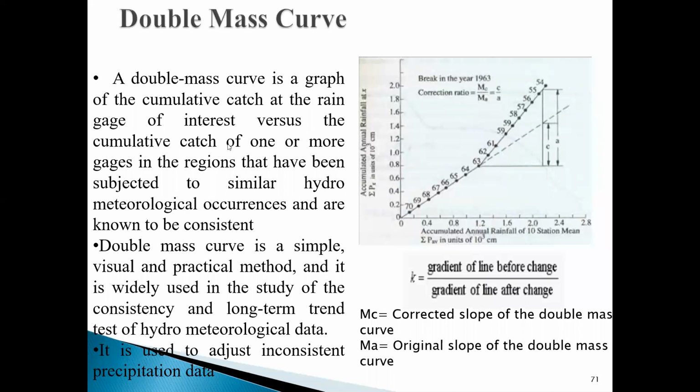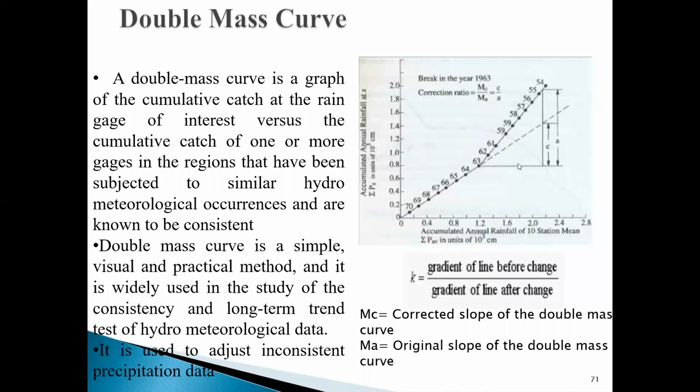So in the examination, you may have a question like this: how do you test the consistency of rainfall recorded at a particular rain gauge station? Or, how do you adjust the rainfall record at a particular station and check the consistency of the rainfall record? Then you need to use the double mass curve analysis. This double mass curve analysis is nothing but a plot of accumulated or cumulative annual rainfall at station X versus concurrent cumulative annual rainfall for the surrounding n number of stations.